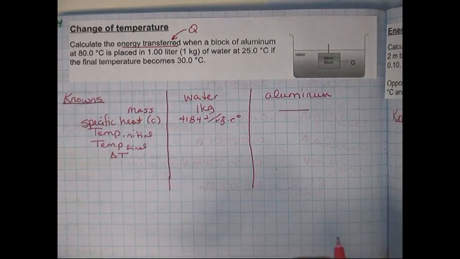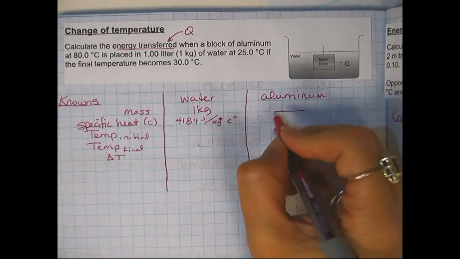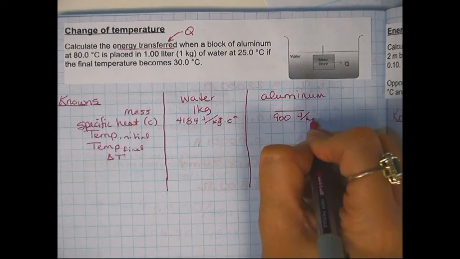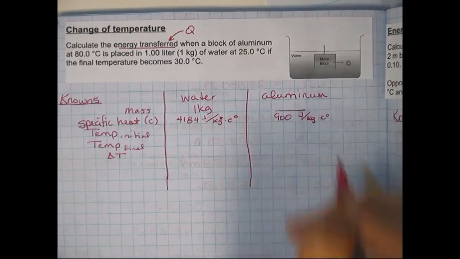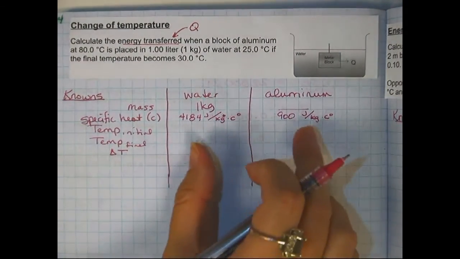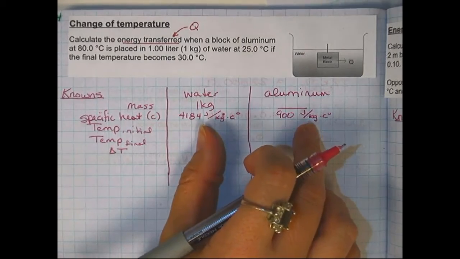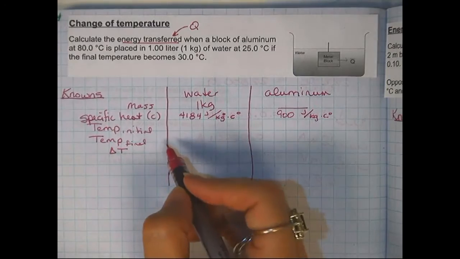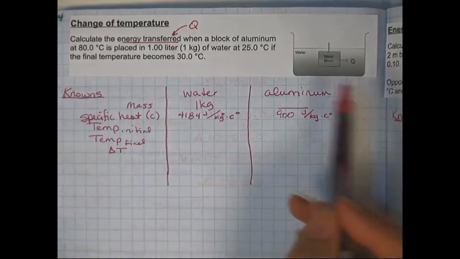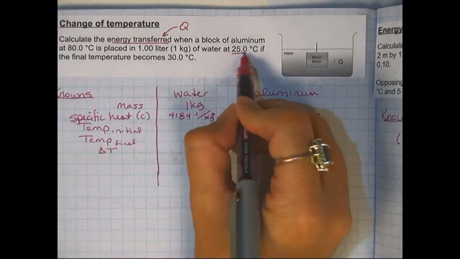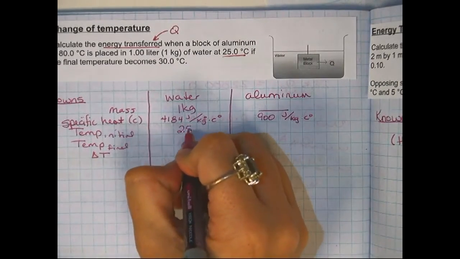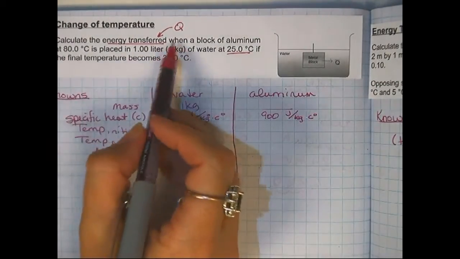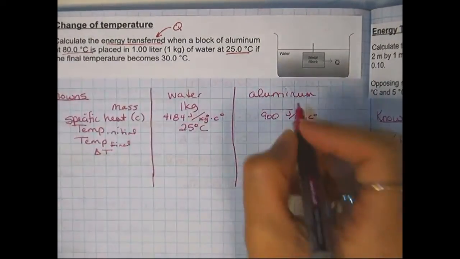We also know the specific heat for aluminum. This is 900 in the same units, joules over kilograms times degrees Celsius. These are the same specific heats you're going to need to use in your own practice problem when you do your own. Then we have the initial temperature of the water. Do we know the initial temperature of the water? It's 25 degrees Celsius initially. And the initial temperature of the aluminum. The block of aluminum is originally 80 degrees Celsius.